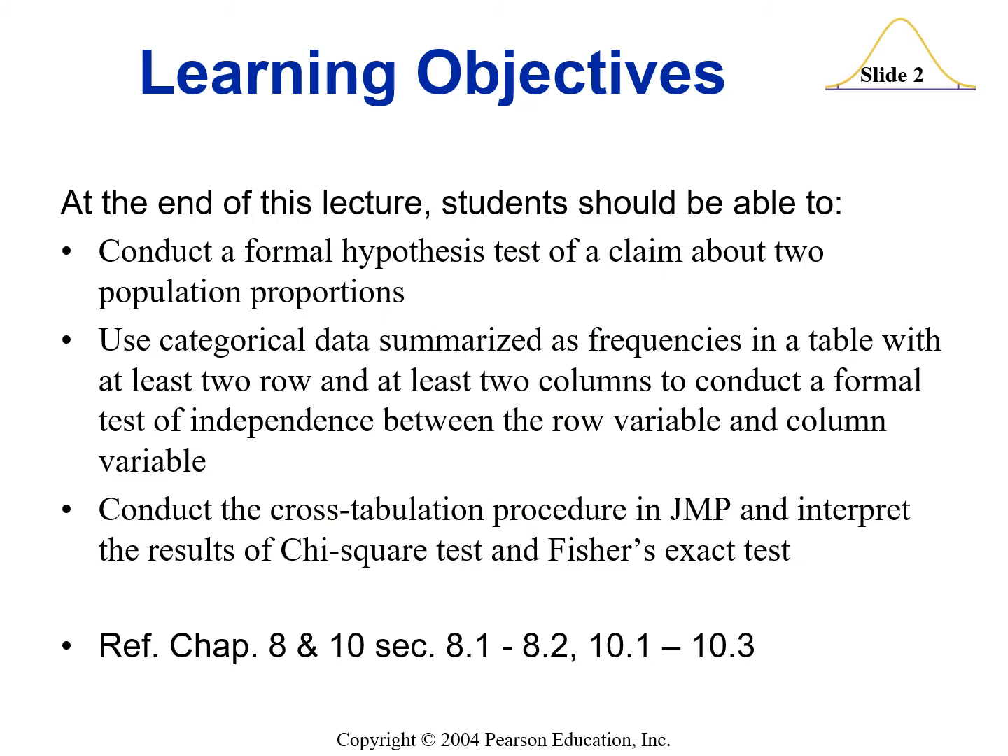Learning objectives of this lecture are: 1. How to conduct a formal hypothesis test of a claim about two population proportions. 2. Use categorical data summarized as frequencies in a table with at least 2 rows and 2 columns to conduct a formal test of independence between the row variable and column variable. And if possible, later we will know how to conduct the cross tabulation and chi-square test using JMP software.